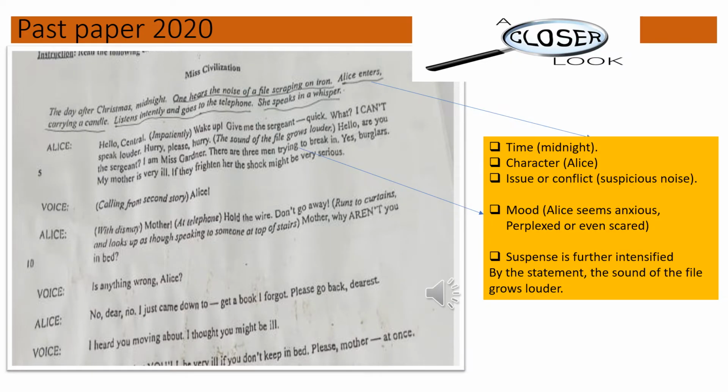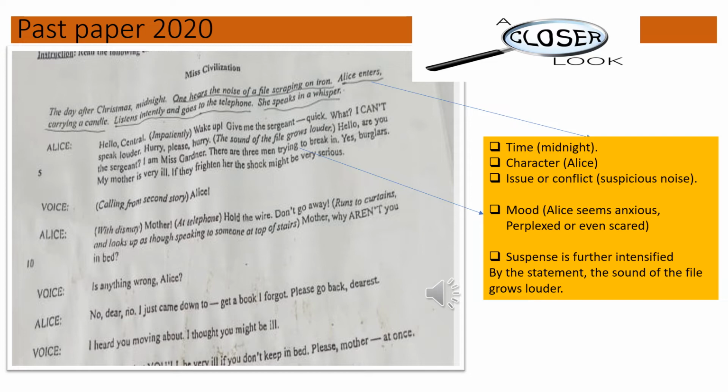It is revealed in this dramatic passage entitled Miss Civilization by the stage direction. The stage direction reveals, one, the time. In terms of setting, it says the day after Christmas, midnight. One hears the noise of a file scraping on iron. Alice enters, so the character there is Alice. The issue or the conflict there is a suspicious noise. Did you get all of that?